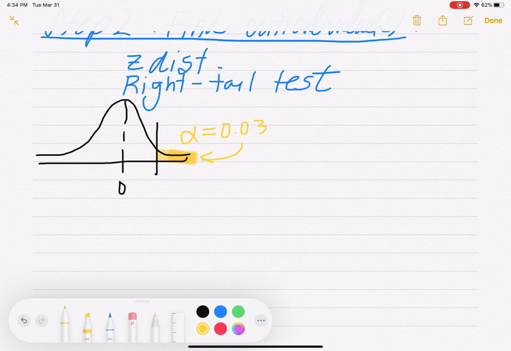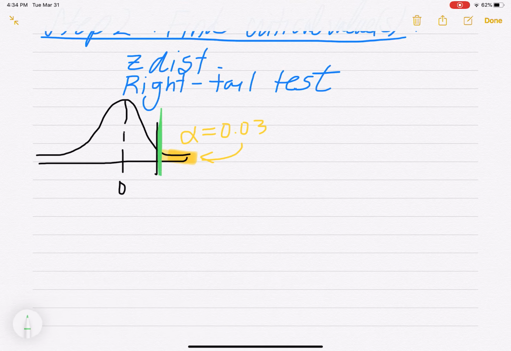So we have to find the z-score. This one's going to be a z upper star. It's going to be a positive z-score because it's above 0. We have to find that z upper star that separates the white non-rejection region from the yellow rejection region. Here we don't have to talk about degrees of freedom, because the z distribution doesn't use degrees of freedom. So we're going to go into the z distribution table and look in the center, the area, for an area close to 0.03.